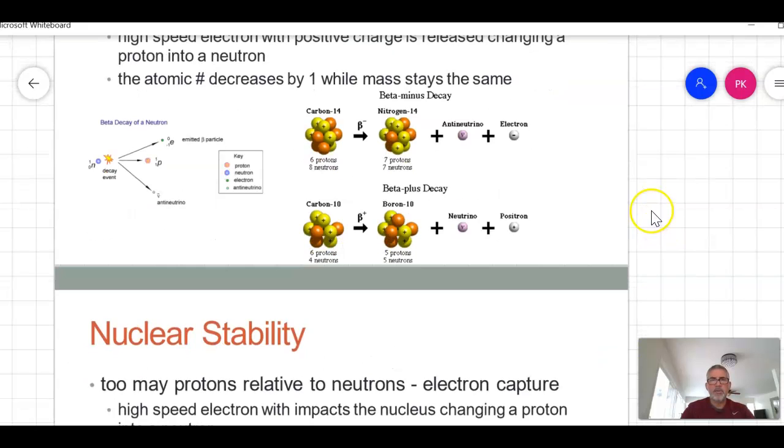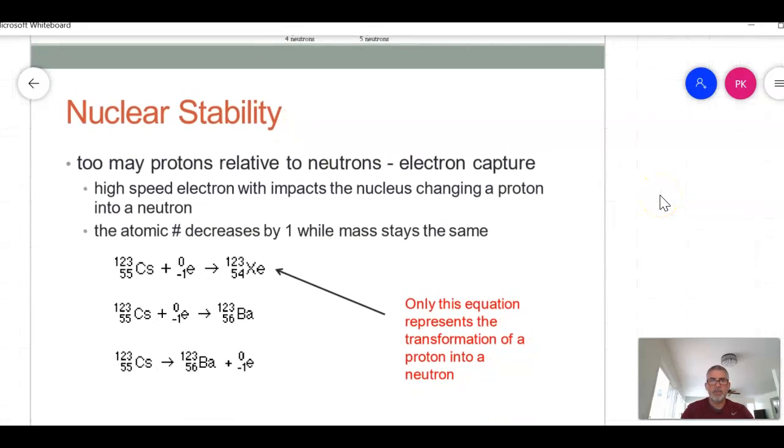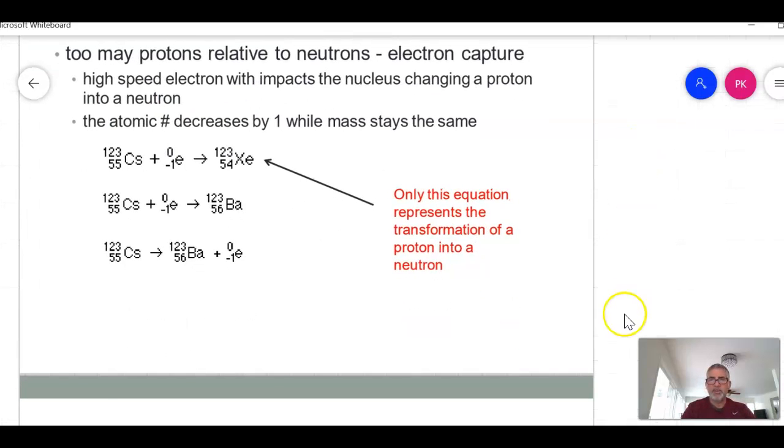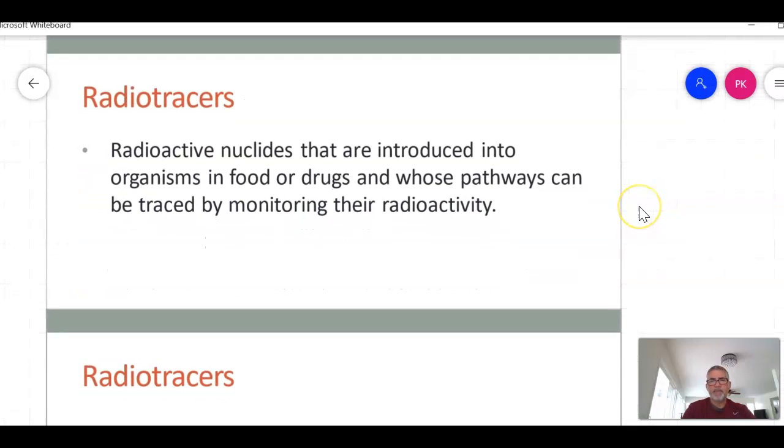Right? Don't worry about the neutrinos and the antineutrinos. That just describes what happens to the relative number of neutrons. Right? Too many protons, we could have electron capture as well. Some things you should probably read through. So a little bit on the application.